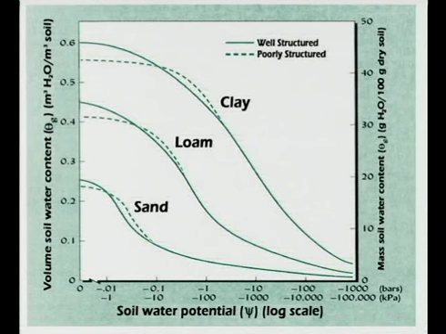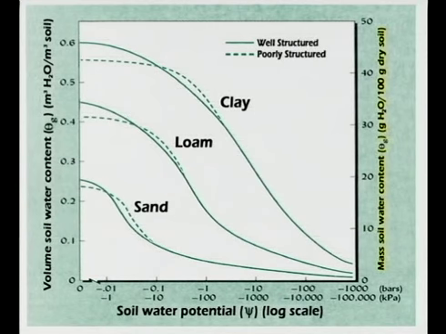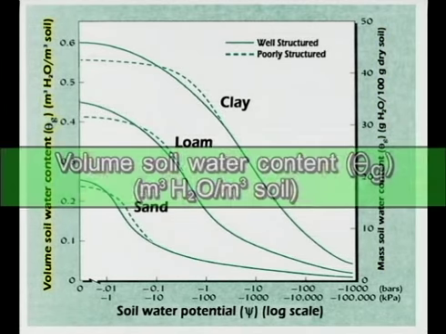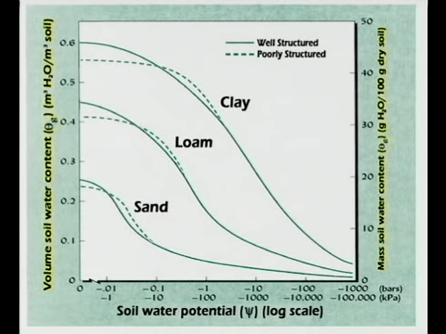Earlier we looked at how we measure soil moisture content. We had the gravimetric method, which is illustrated here on the right-hand axis. Mass soil water content, grams of water per 100 grams of dry soil. And over here we have the volume soil water content, which is meters cubed of water per meter cubed of soil. So you can see that those units are a little bit different, and when we did this one, we measured inches of water per foot of profile, since that's a numerical value that we're more familiar with, rather than meters cubed per cubic meter of soil.